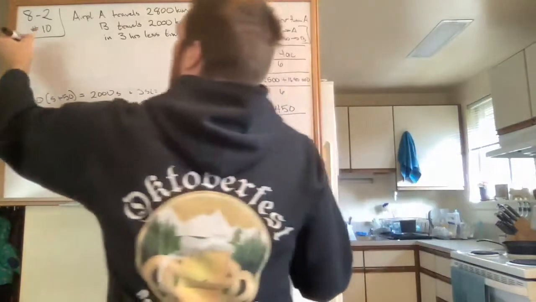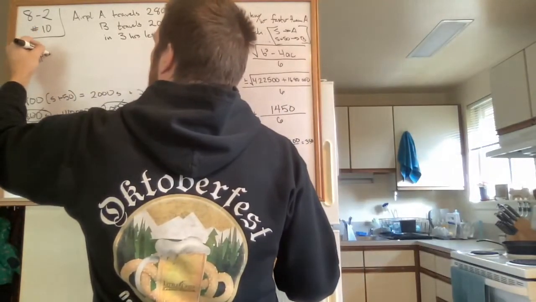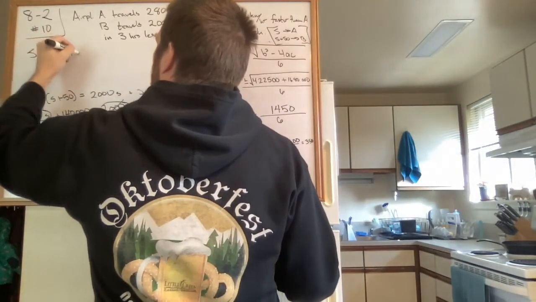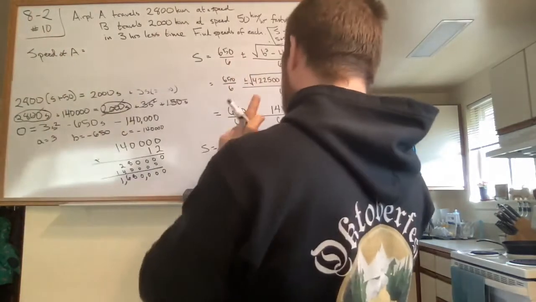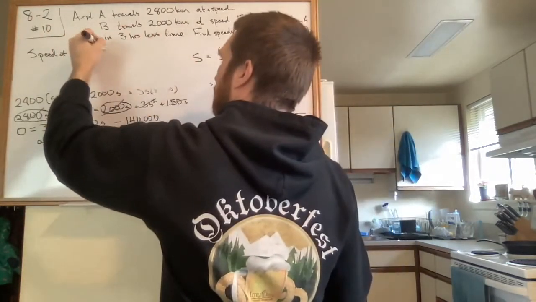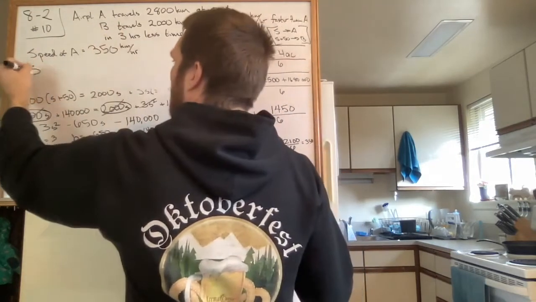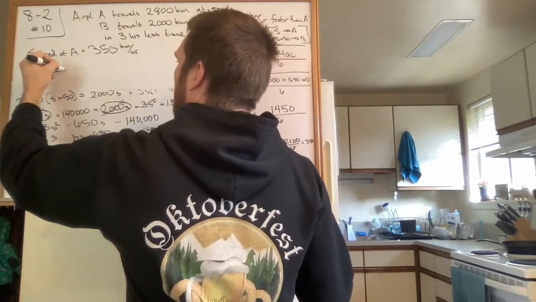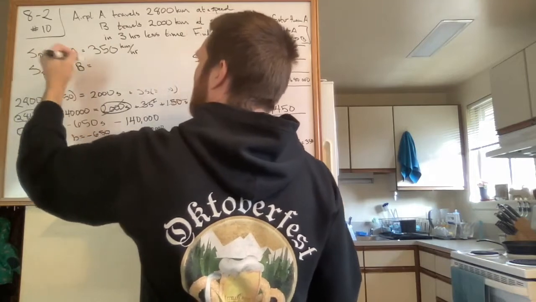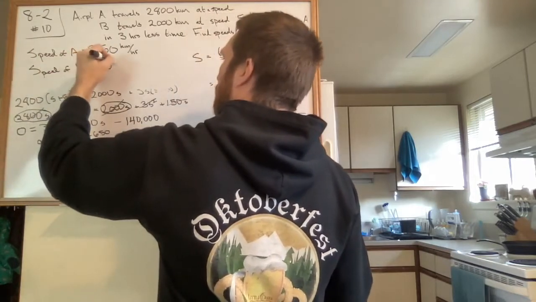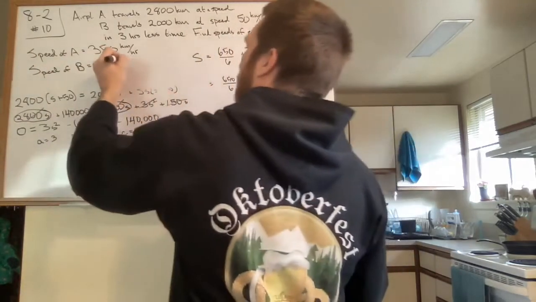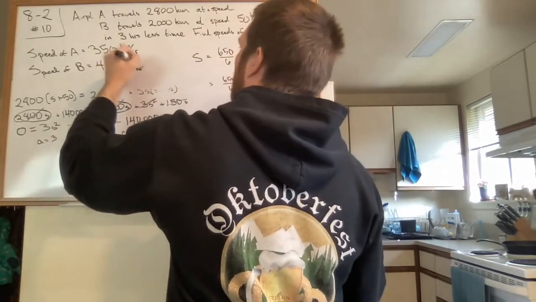So finally, our final answer: the speed of A is equal to 350 kilometers per hour, and the speed of plane B is equal to 400 kilometers per hour.